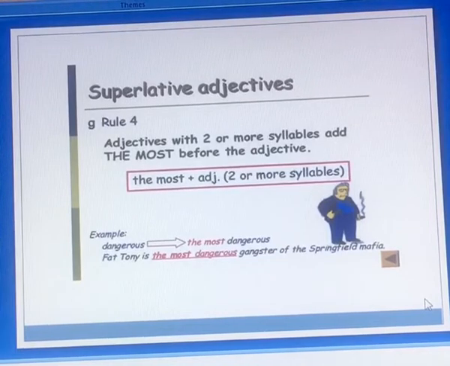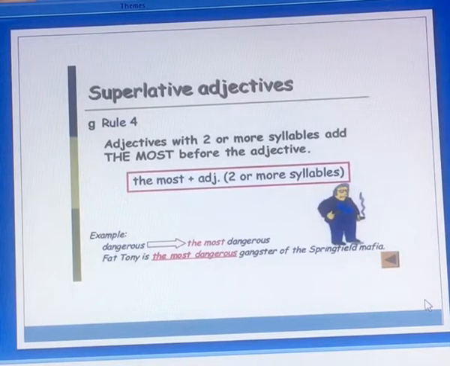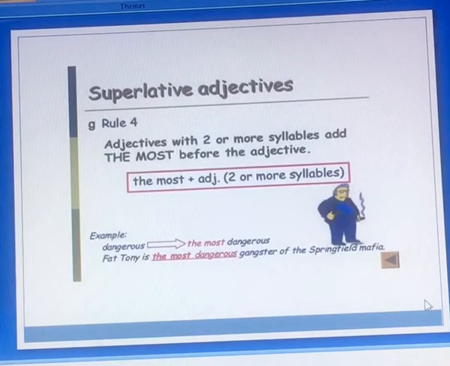Rule number 4. Adjectives with 2 or more syllables add the most before the adjective. So, if the word has 2 syllables or more, we use the word most. We put the most plus the adjective that has 2 or more syllables. For example, dangerous becomes the most dangerous. Fat Tony is the most dangerous gangster of the Springfield Mafia.